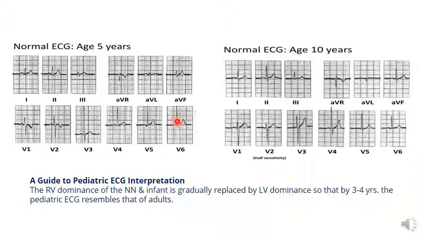The right ventricle dominance of the newborn and infant is gradually replaced by left ventricle dominance, so that by 3 to 4 years, the T wave will be upright. T wave here, T wave will be upright. And here.